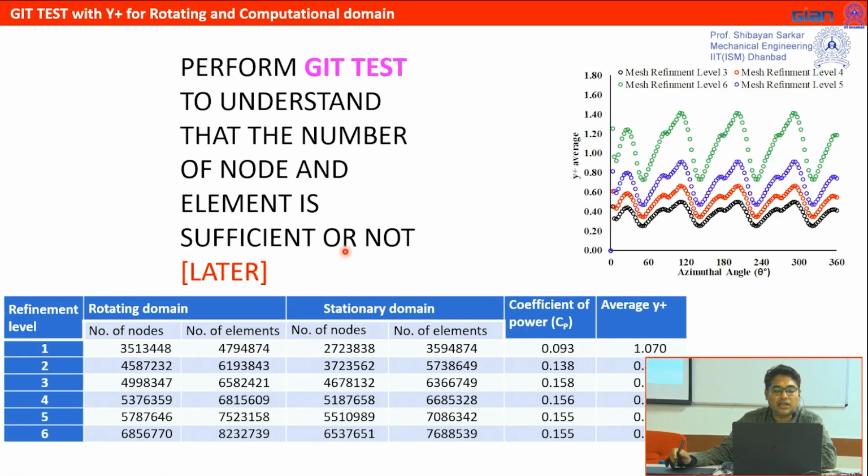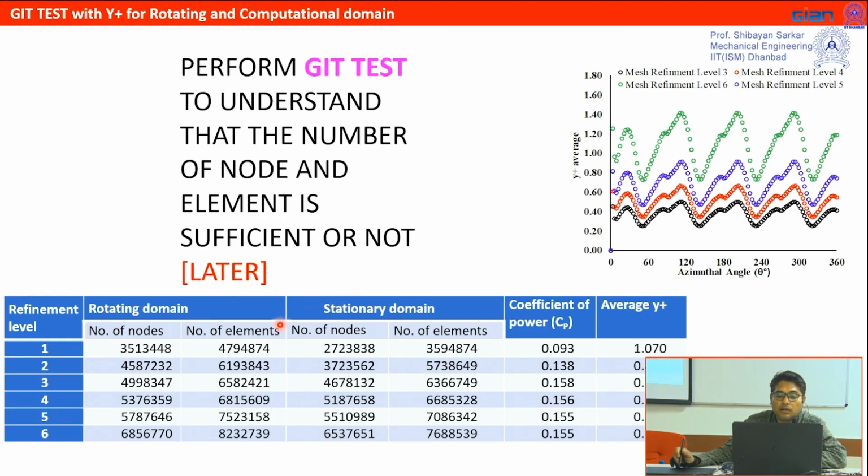In this particular GIT test, you can see how we represent it: basically refinement level 1, 2, 3, 4, 5. Refinement level 1 means I have changed the characteristics of the mesh. So that is the refinement level. Suppose initially whatever I have prepared, I can consider that refinement level 0 or 1. At this level, how many nodes and how many elements there are, this is for the rotating domain only, this part.